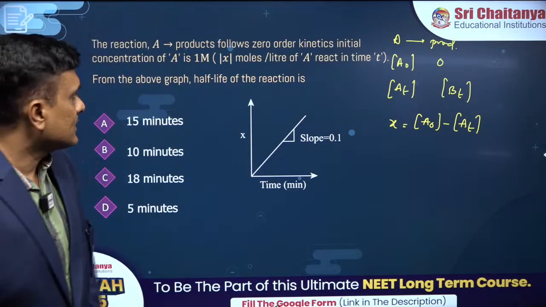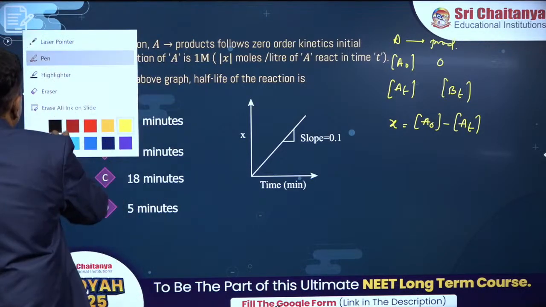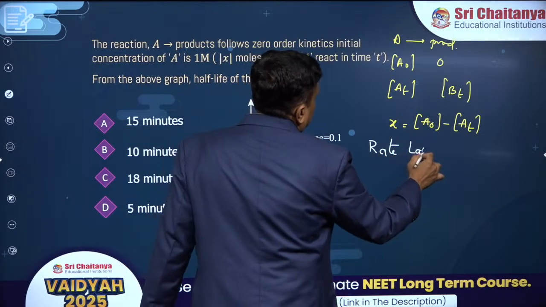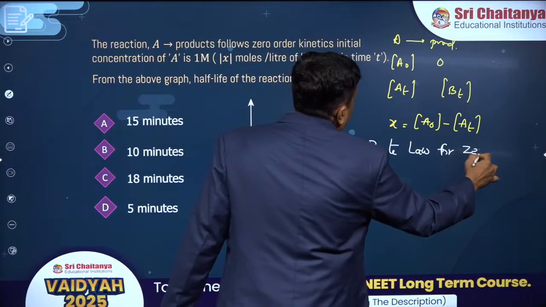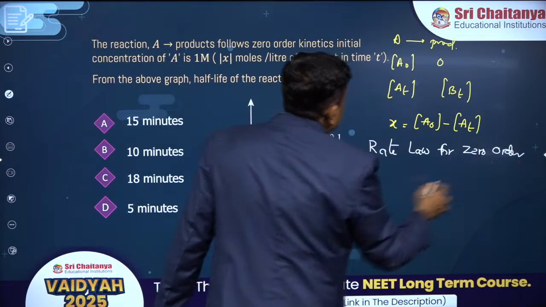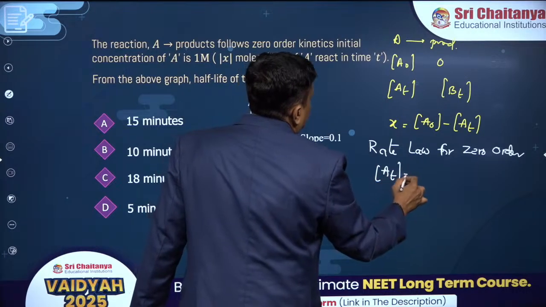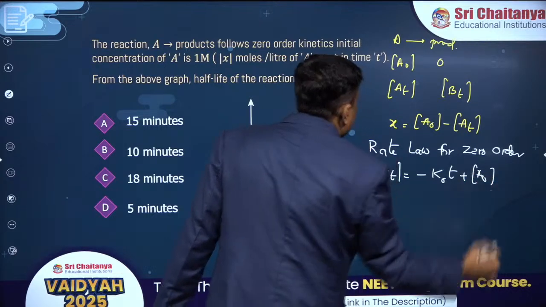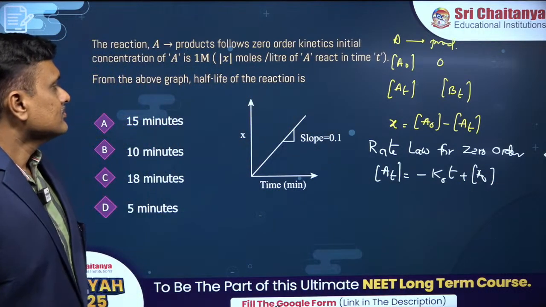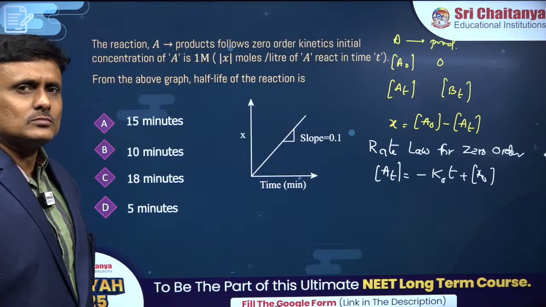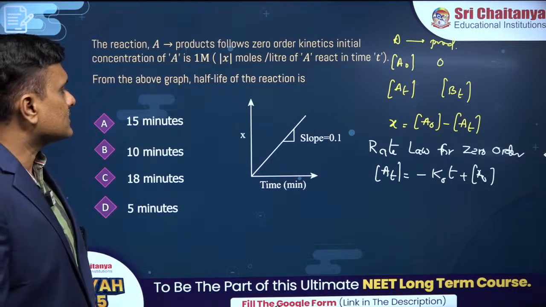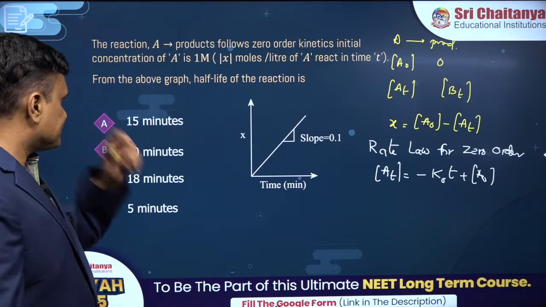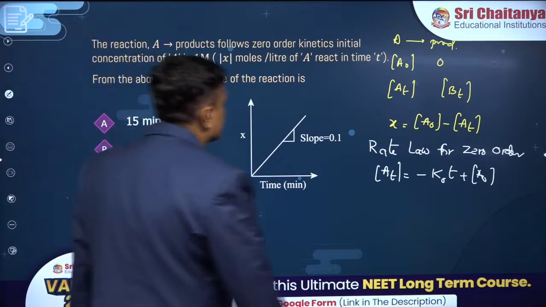Now you know the equation, right? Listen to me carefully. When you write the integrated rate law for a zero order reaction, At equal to minus kt plus A naught. Or A naught is equal to minus kt plus... So I think it is this, right? So you have to write this in terms of that.